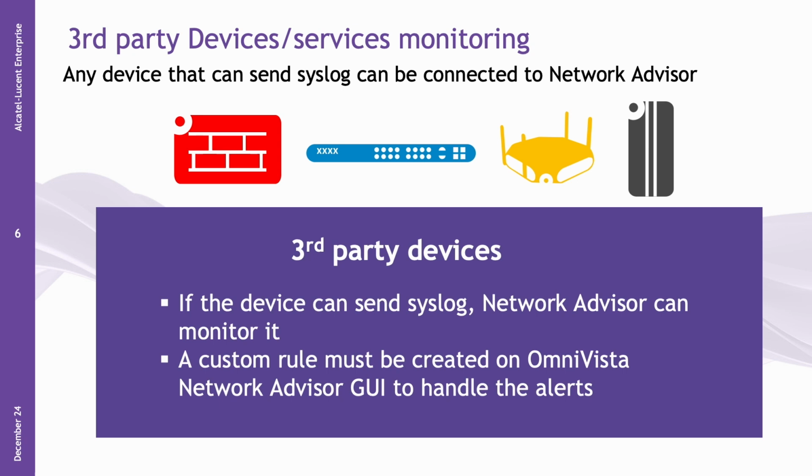Before we dive into the FortiGate integration, here is a brief introduction to our new third-party device support. With the release of our latest version, OmniVista Network Advisor 1.4, we've introduced support for third-party devices. Thanks to this new feature, we can integrate with any device capable of sending syslogs, whether it's a firewall, a switch, an access point, a load balancer, or even a server.